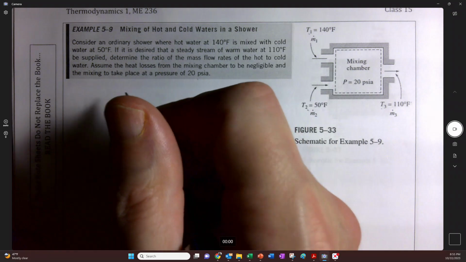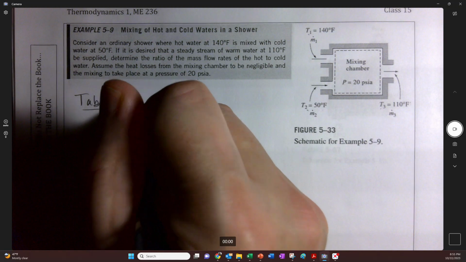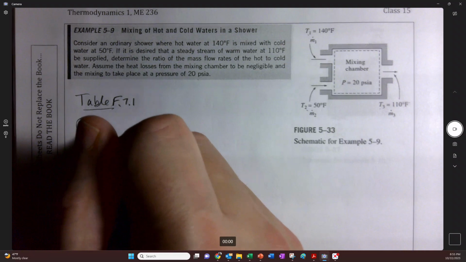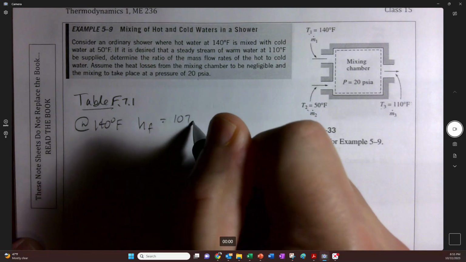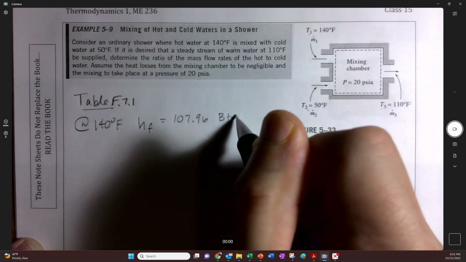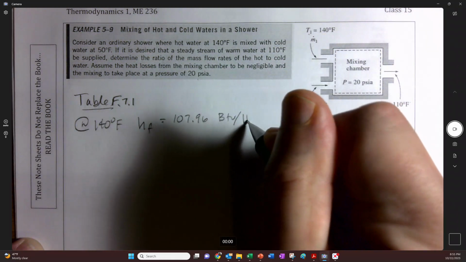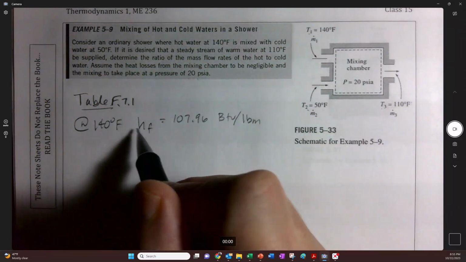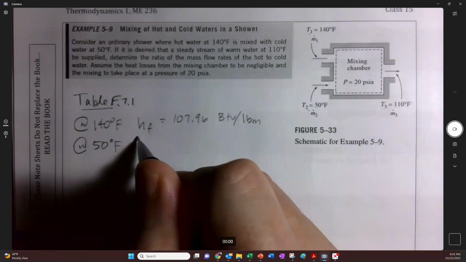We want to find the enthalpies. Let me go to the table in our book. This is not Cengel's book, but table F7.1 out of Borgnakke. We'll look at 140 degrees Fahrenheit and find the enthalpy of the liquid. So it's not at 20 psia, but it's an approximation. The enthalpy is about right there. The same is true for 50 degrees Fahrenheit, h_f.